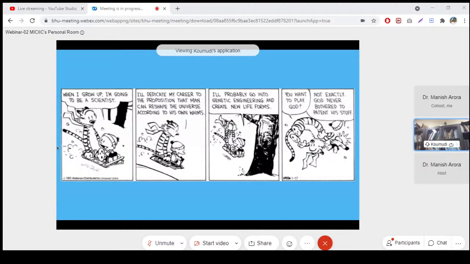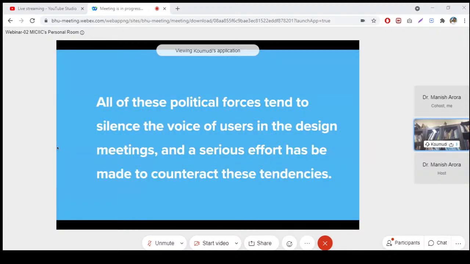Similarly, gender poses an additional set of problems to effective participation in design. In a country like India, caste also plays a strong role in participation. All of these political forces tend to silence the voice of users in the design meetings, and a serious effort has to be made to counteract these tendencies.